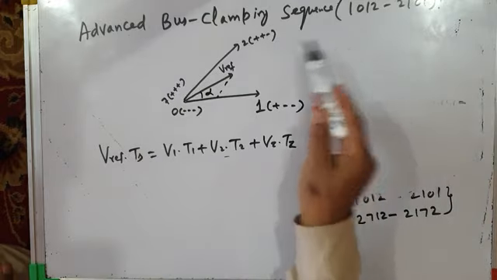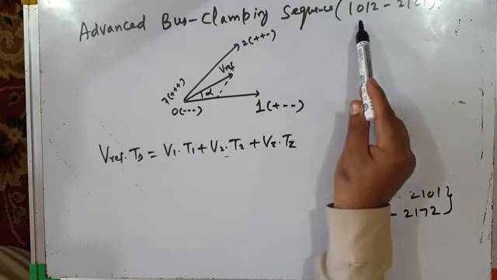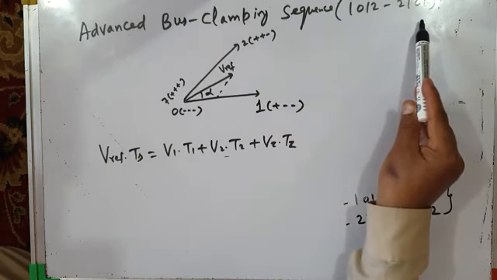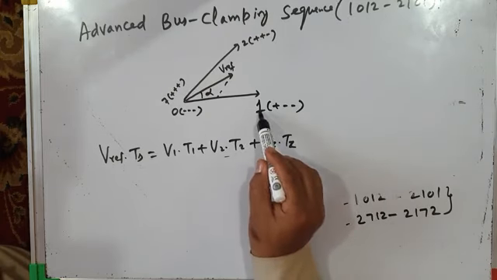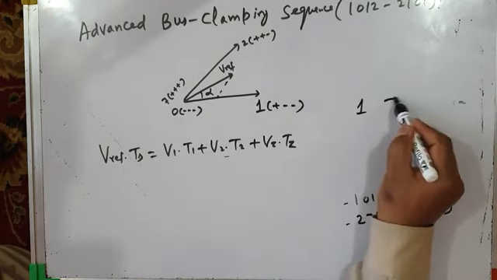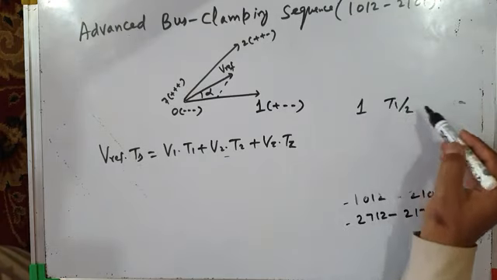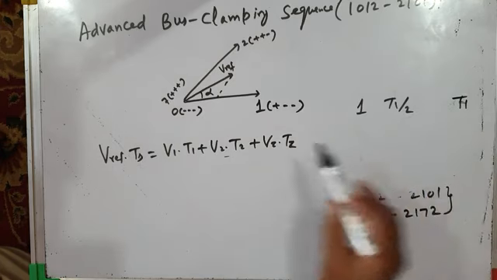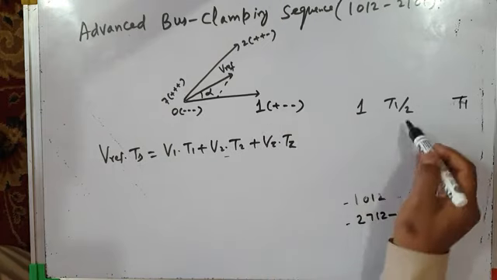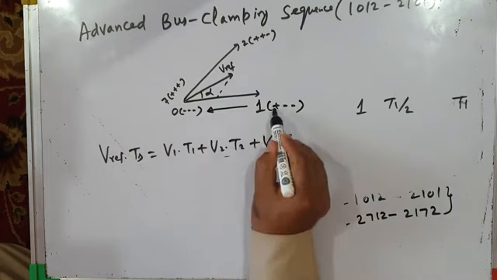Anyway, I would like to discuss with you this double switching clamping sequence or advanced bus clamping sequence 1012-2101, which we have not studied earlier. So we start with active vector 1. Active vector 1 is applied for time interval T1 by 2, because this active vector 1 is applied twice. So the total time interval for active vector 1 is T1, so we divide it into T1 by 2 each. So active vector 1 is applied across the load for time interval T1 by 2, then null vector 0 is applied. So we move from active vector 1 to null vector 0.